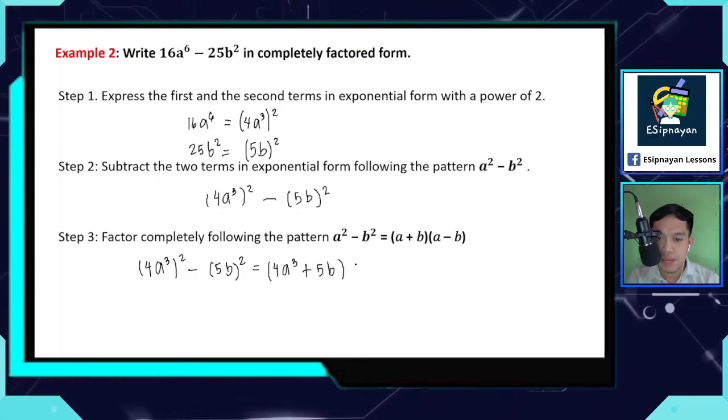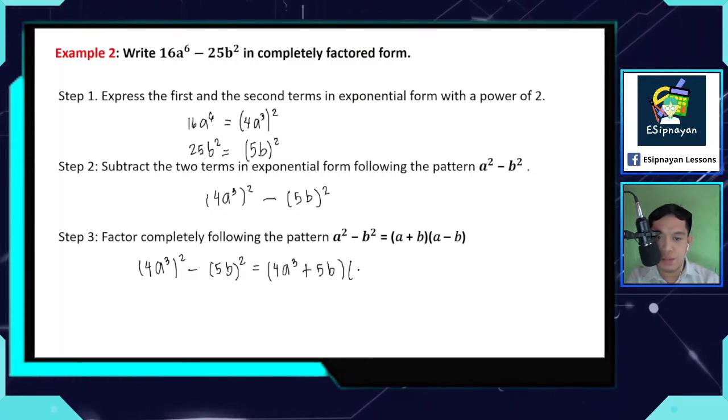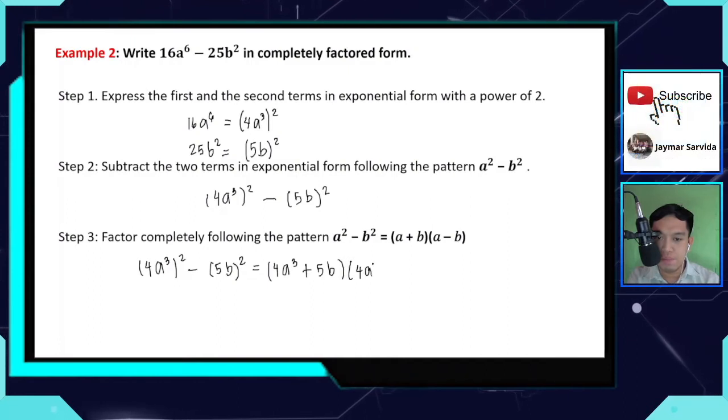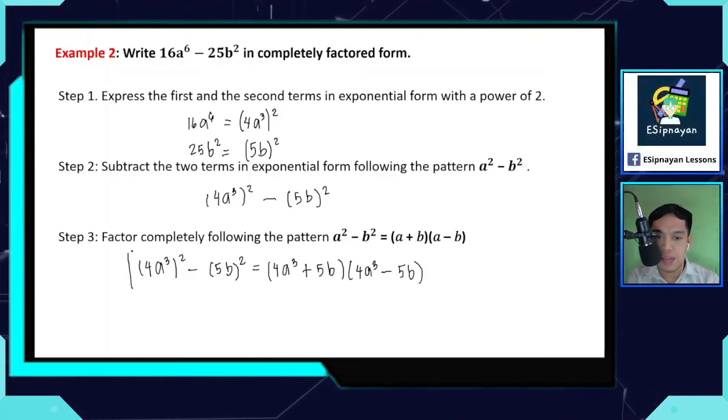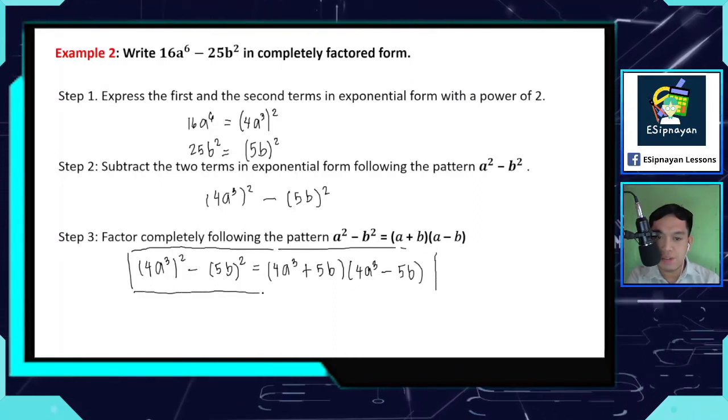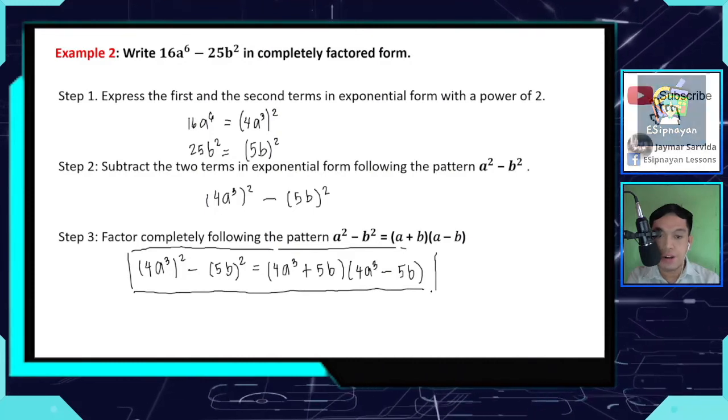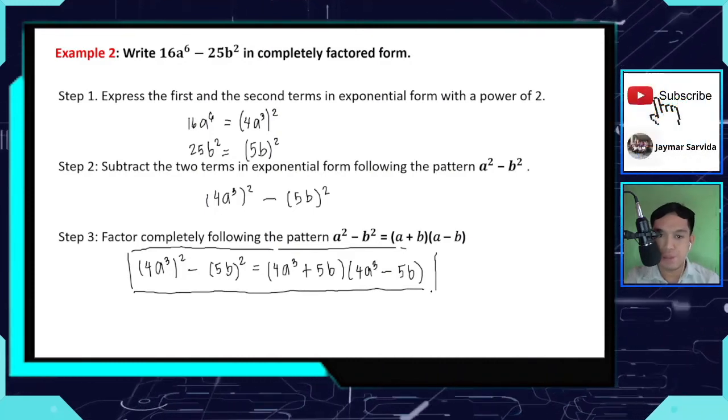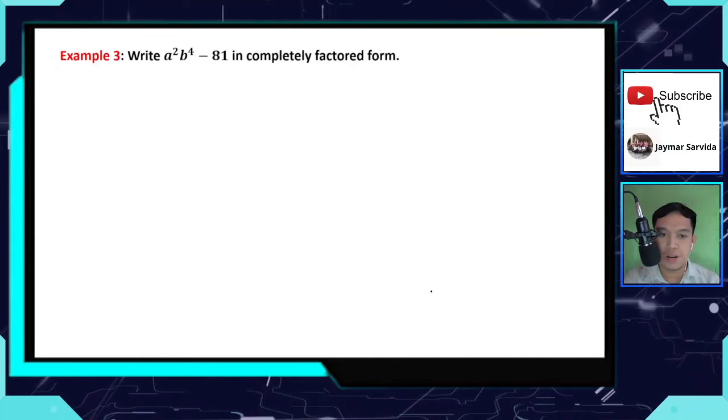Okay, times the quantity of yung a ulit, 4a cube, minus naman yung ating 5b. Okay, so ito na yung ating complete factored form. Okay, so I hope na gets ninyo yung ating example number 2. So let's proceed with example number 3.